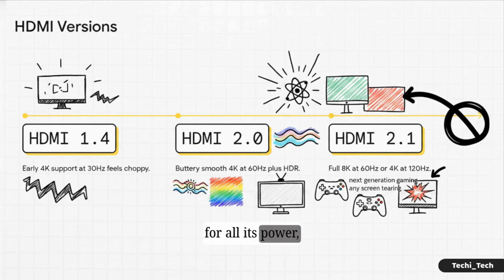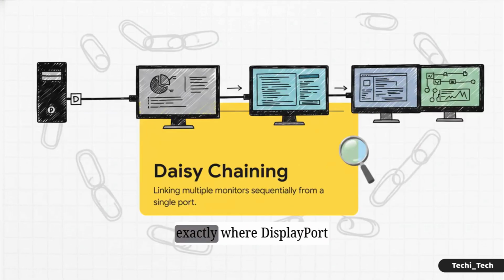But for all its power, HDMI has one major stubborn limitation. It is strictly a one-port to one-screen gateway. And that limitation is exactly where DisplayPort steps out of the shadows. DisplayPort is HDMI's pro-level cousin. You can always spot it by that one clipped corner.